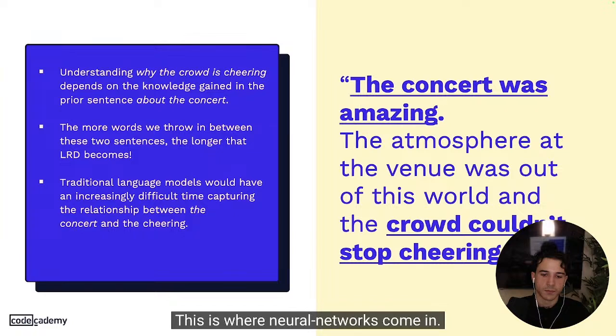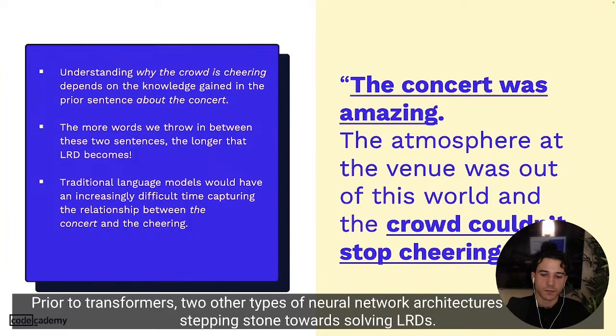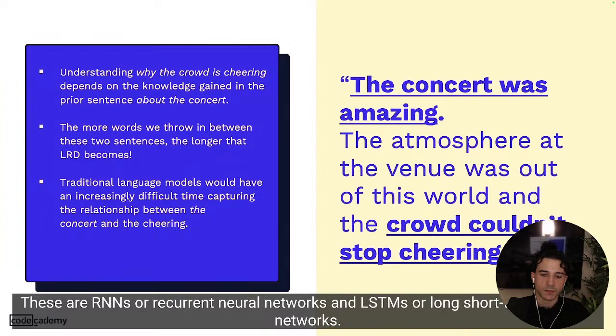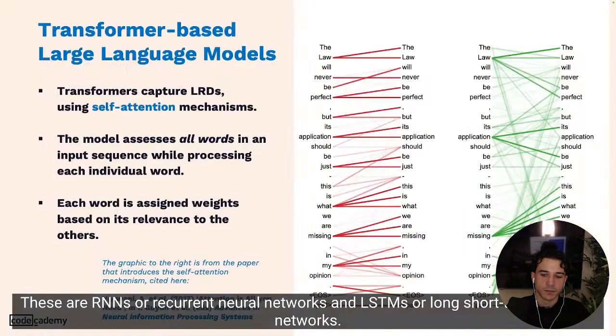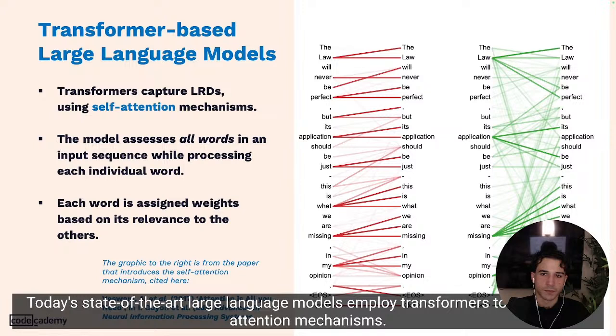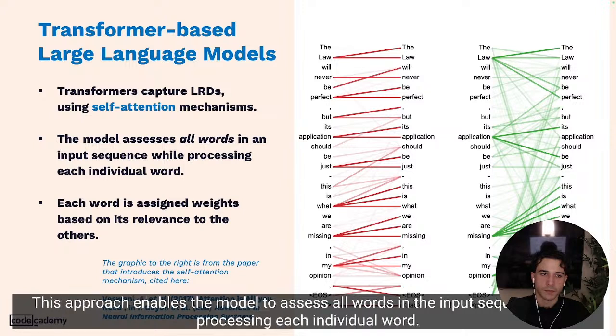This is where neural networks come in. Prior to transformers, two other types of neural network architectures served as a stepping stone towards solving LRDs. These are RNNs, or recurrent neural networks, and LSTMs, or long short-term memory networks. Today's state-of-the-art large language models employ transformers to enable self-attention mechanisms. This approach enables the model to assess all words in the input sequence when processing each individual word.